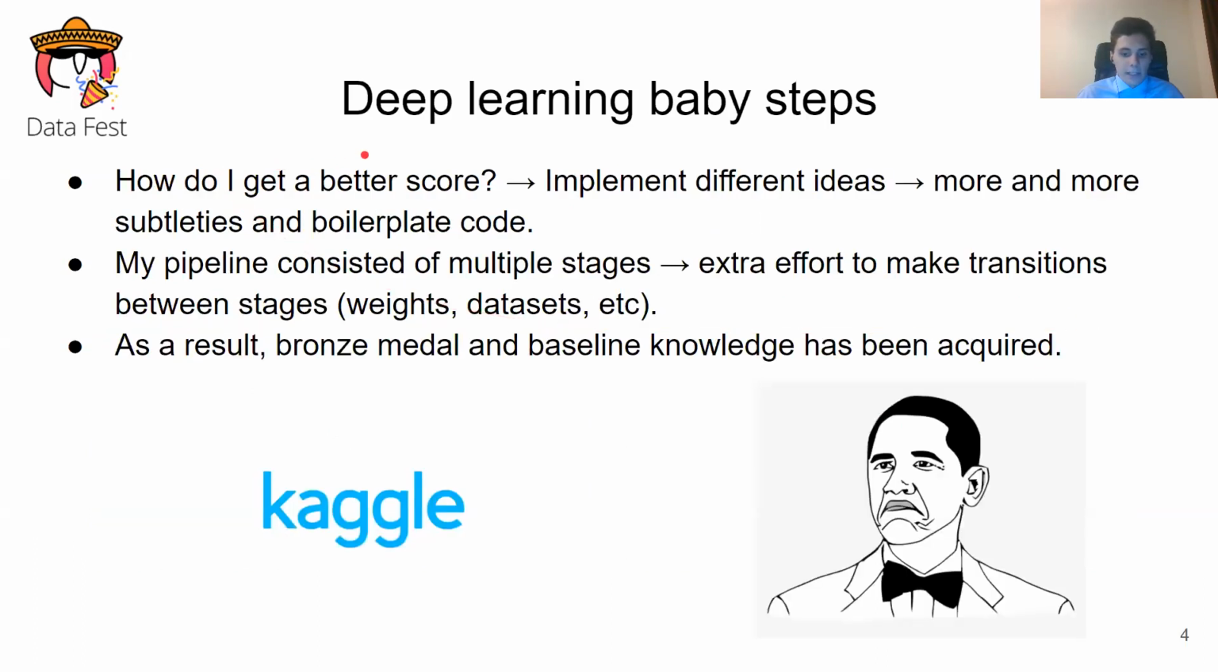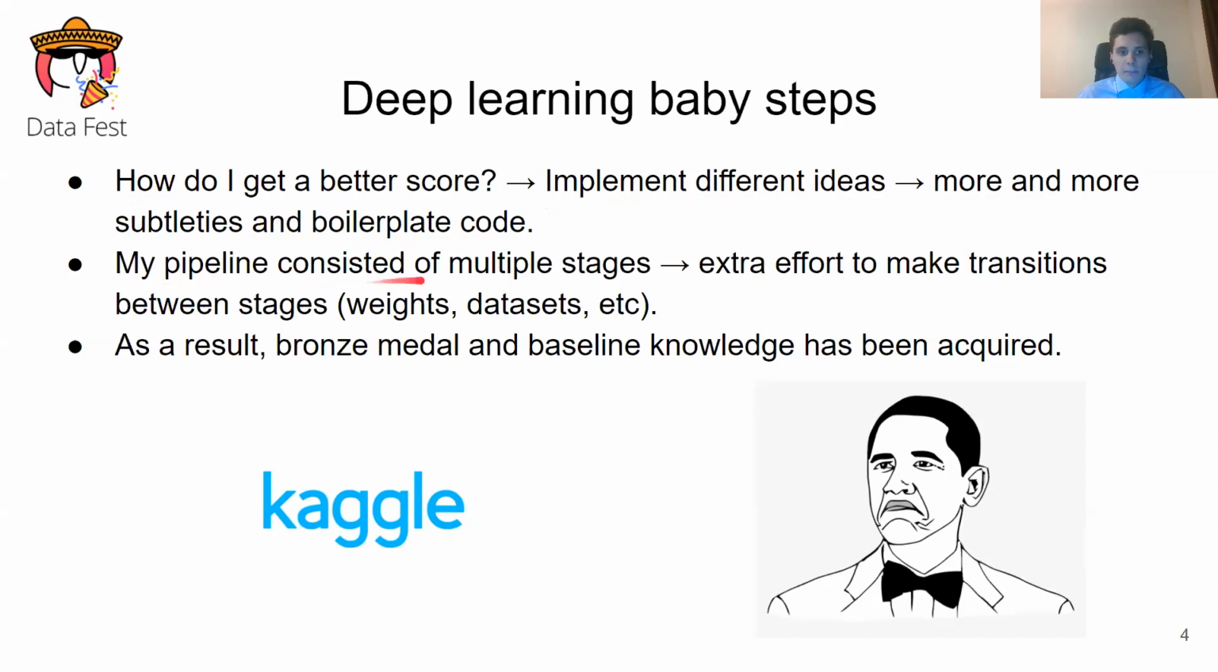So I got some baseline score with that notebook, and the next question I asked myself is, how do I get a better score? Well, to get a better score, you need to implement different ideas that you might read on a forum, that you might get from some YouTube video or from different research papers. And as your pipeline grows, there will be more and more subtleties and boilerplate code.